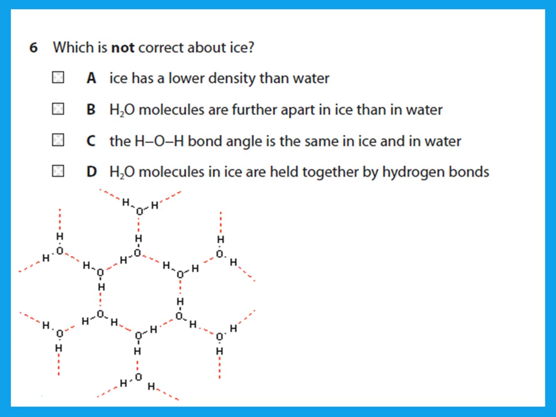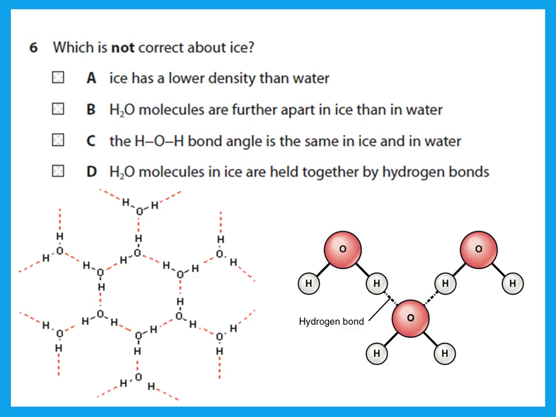He's looking for which one is not correct. Now he's saying water molecules are further apart in ice than in water. Yes, because we said there is hydrogen bonding as the molecules come nearer to each other to form ice. The molecules are held apart by the hydrogen bonding. Now the HOH bond angle is the same in ice and in water. Actually, it is not, because when they start to form hydrogen bonds, they come closer to each other or further away from each other, so the bond angle would be slightly different. The last choice we have is water molecules in ice are held together by hydrogen bonds. Yes, that is correct.